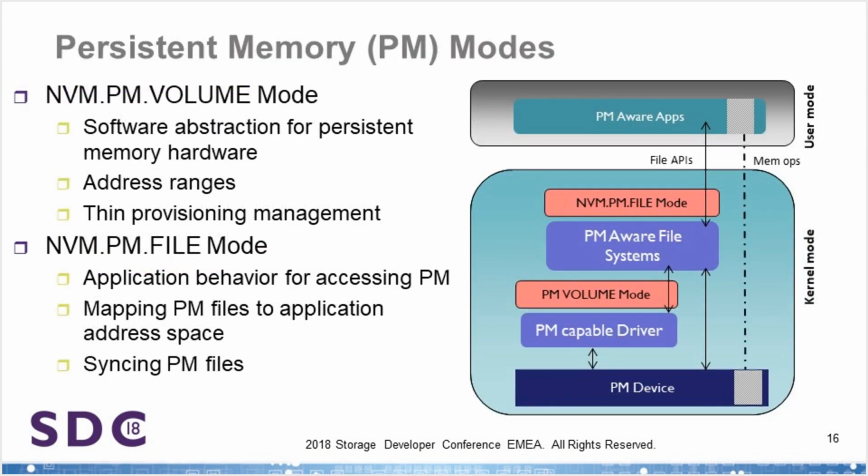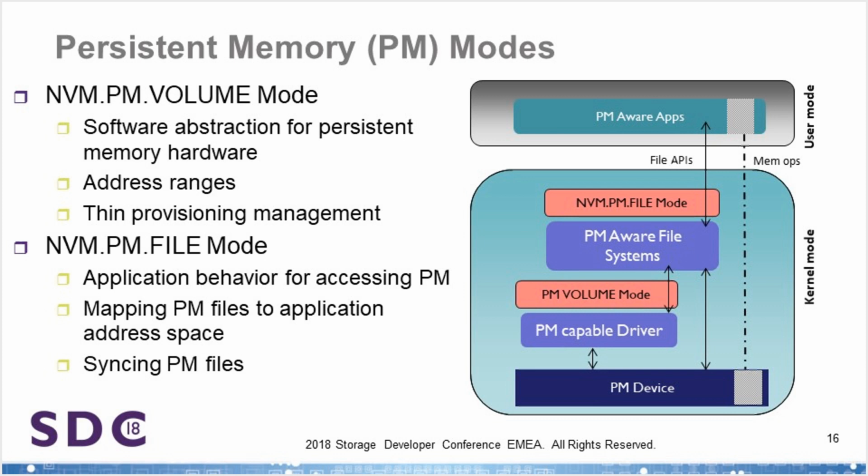So when you're talking about the persistent memory modes, the PM volume mode has a software abstraction for persistent memory hardware. Yes, it's a volume, but you have address ranges. And maybe you don't use the entire address range you need. You could thinly provision the actual memory device into the address space that you're actually using right now. So this allows the persistent memory aware application to grab some of that address space and say, okay, that is assigned to this persistent memory device.